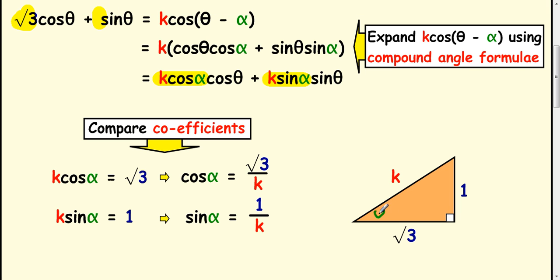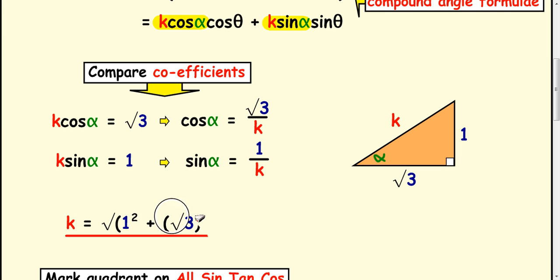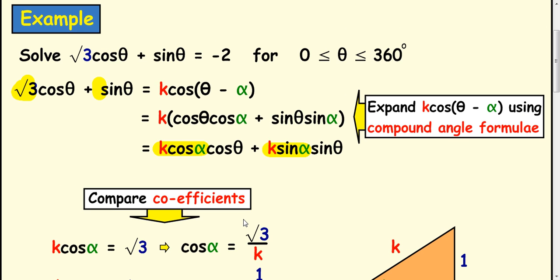And your alpha is here. So Pythagoras, square root 3 squared plus 1 squared, and square root it. So you end up with 3 and 1, so 4, square root of 4 is 2. So that's the first part. We've worked out the value of k here. I need to find my alpha next.